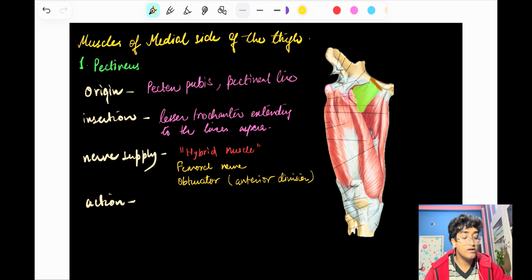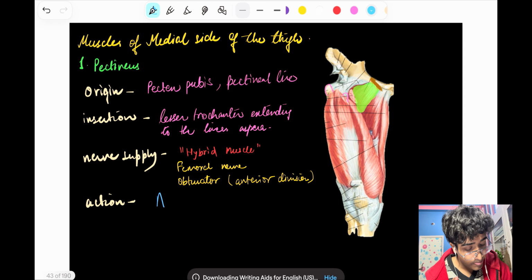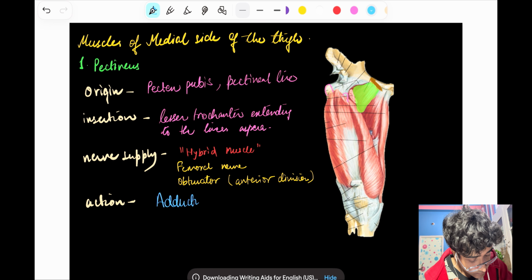Now coming to the action of the pectineus muscle. What is the action of this muscle? It joins the hip bone with the femur. So when this muscle contracts, it brings the hip bone and the femur closer to each other. That is, we can say it helps in adduction of the hip.